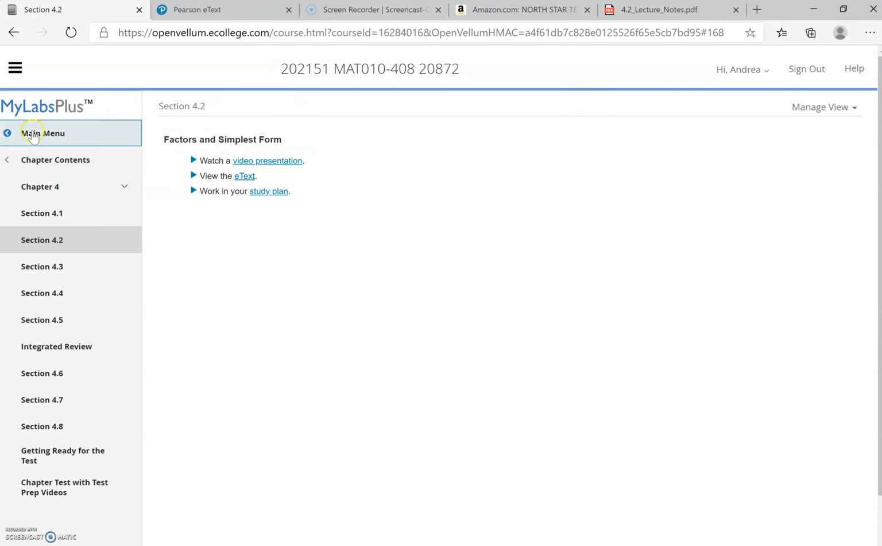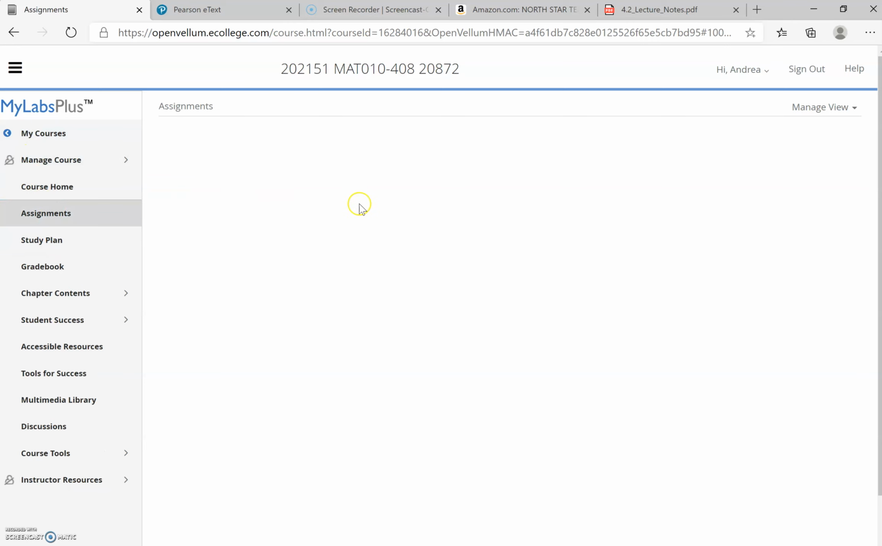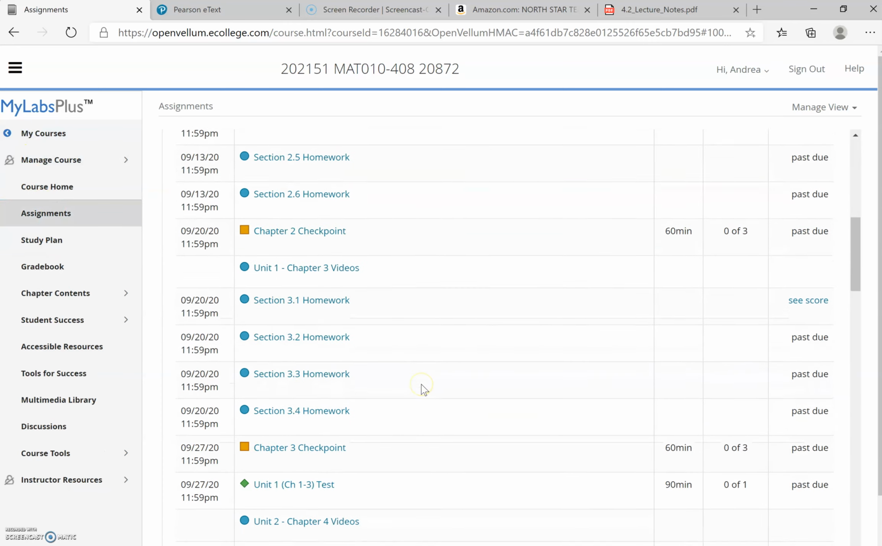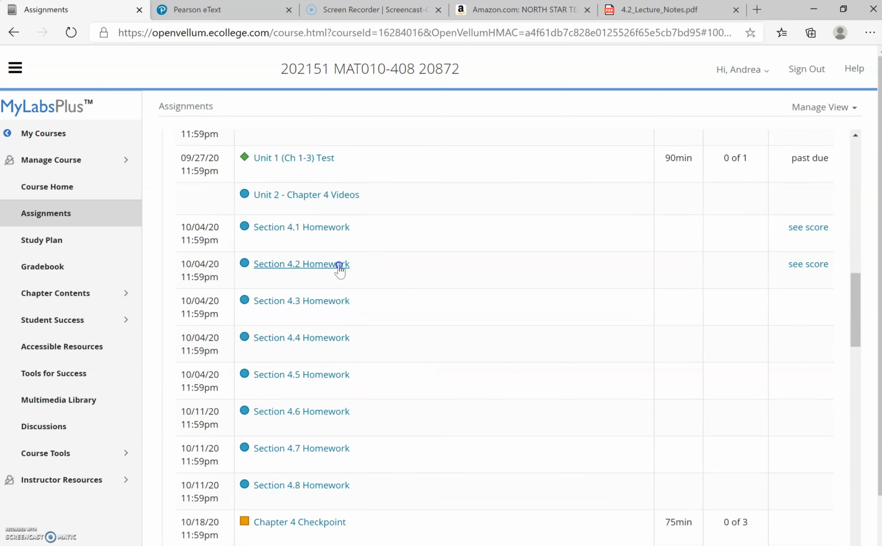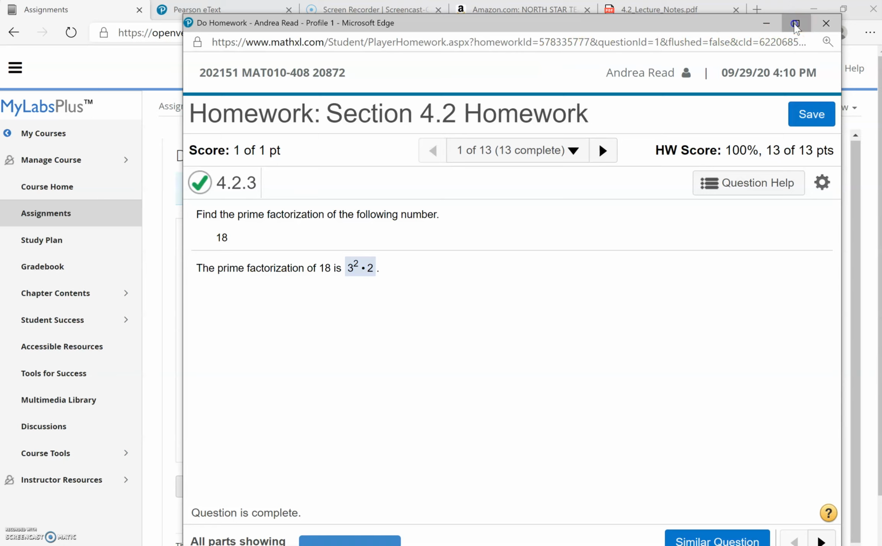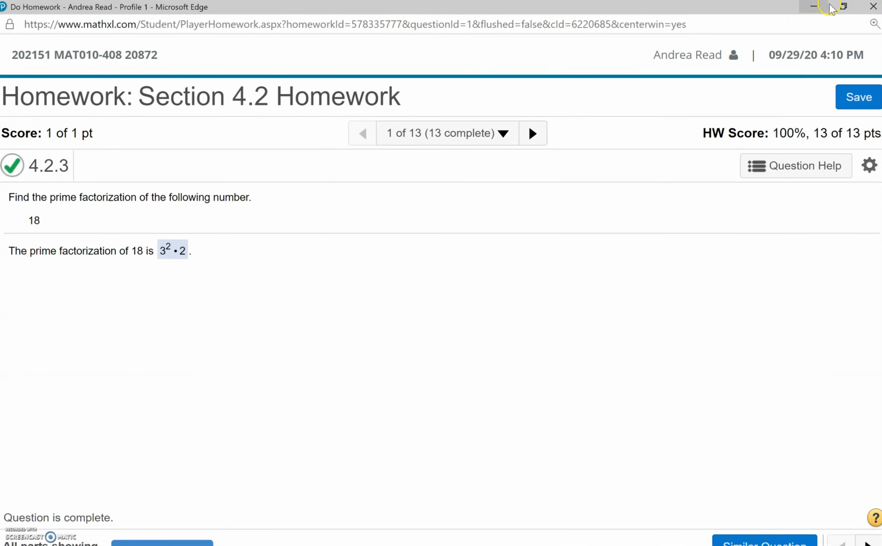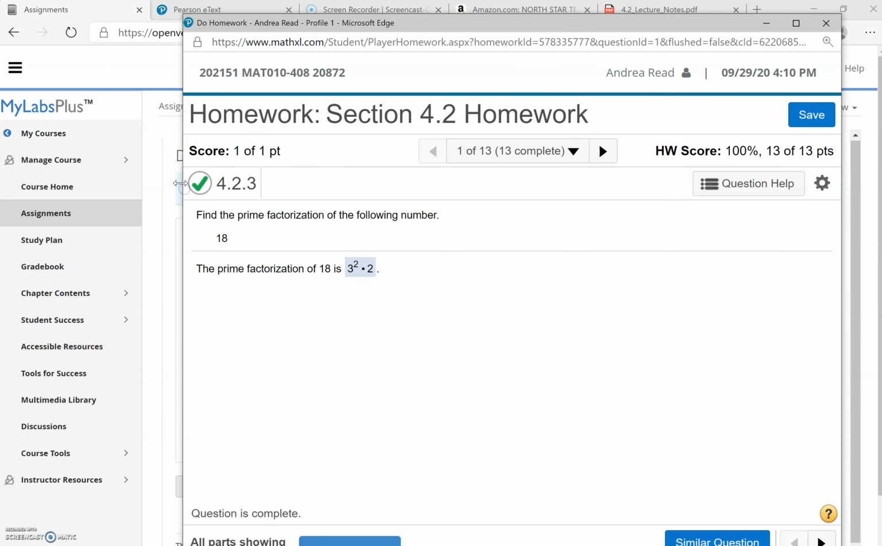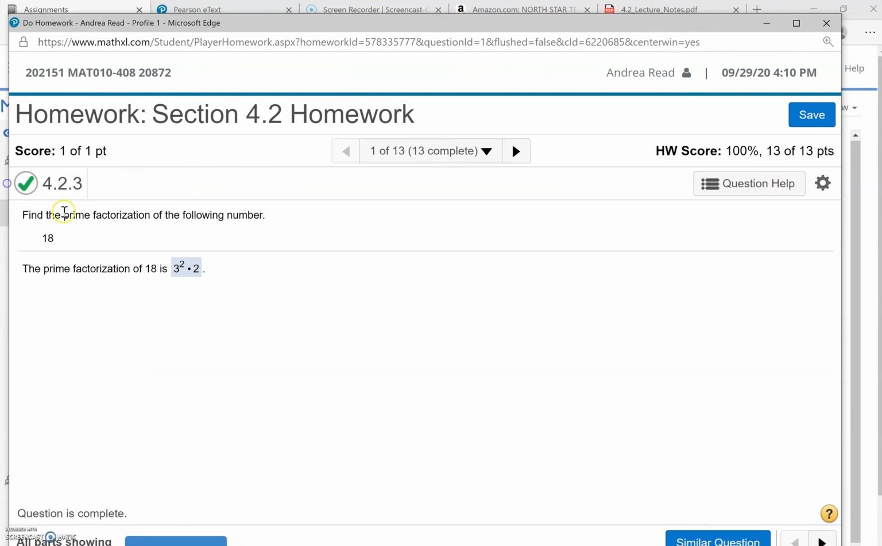So if I go into my assignment section, and I have a lot of these, you'll be able to see several more examples if you use my homework notes. But going into 4.2, let's go ahead and start with this first. So the first thing I want to show you is, if you look at your set of instructions, it's asking for the prime factorization of the following number, which is 18.